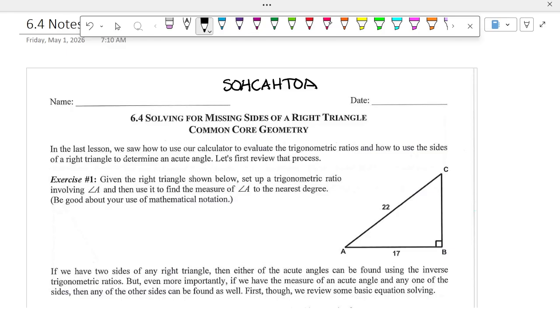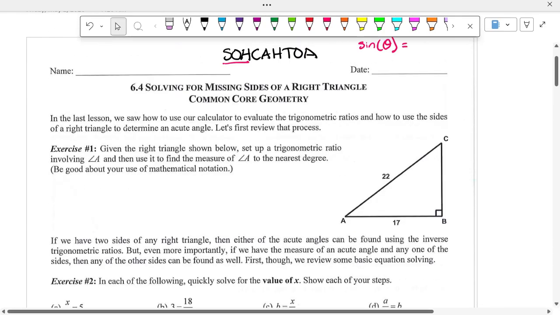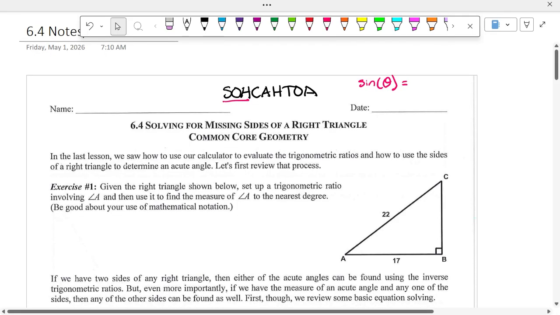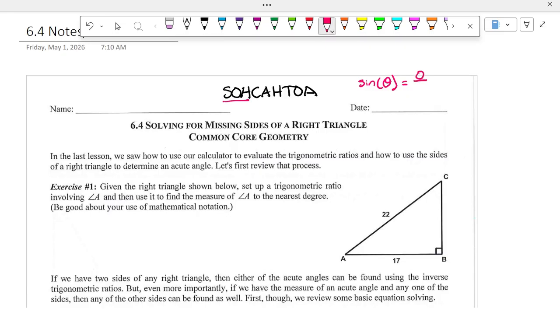So remember, the SO part, that means sine of theta is equal to what? Sorry, this is on page 13. So sine of theta is what? What's the formula for sine of theta? Good. Opposite over hypotenuse.